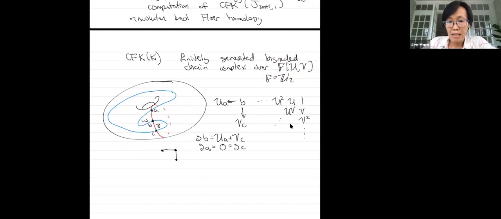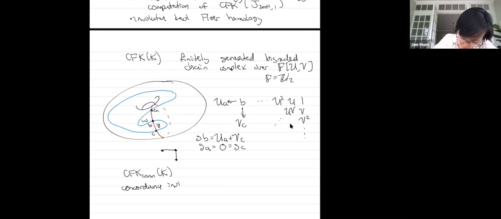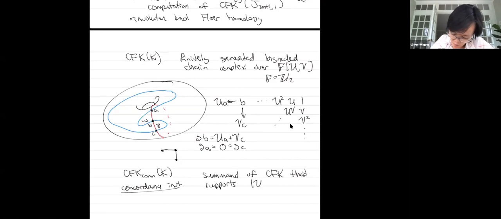But if you're interested in concordance, you might ask what part of this chain complex is actually a concordance invariant. One potential answer to that question is this thing, which we'll call CFK connected. This is a concordance invariant. You should think of this as the summand of the knot Floer complex that supports the localized homology, so supports the homology when you invert U and V.